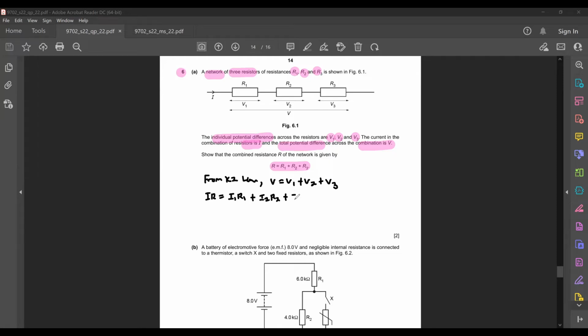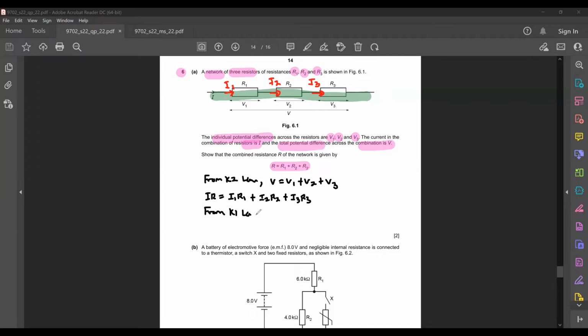R2 plus I3 R3. But because you're connecting the resistors in series like this, if I tell you that you have I1 here, I2 here, and then I3 here, because they're connected in series, there's no chance for the current to split up. The current will remain the same throughout the 3 resistors.